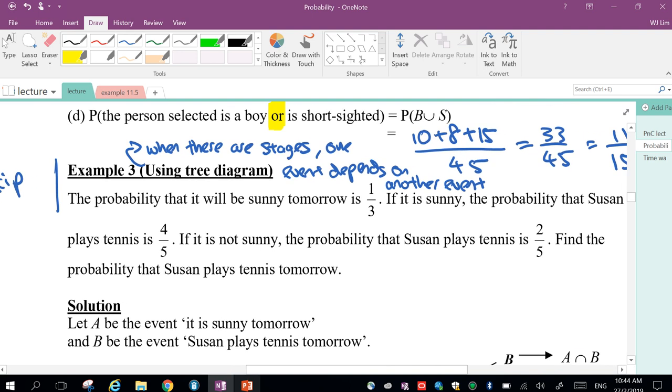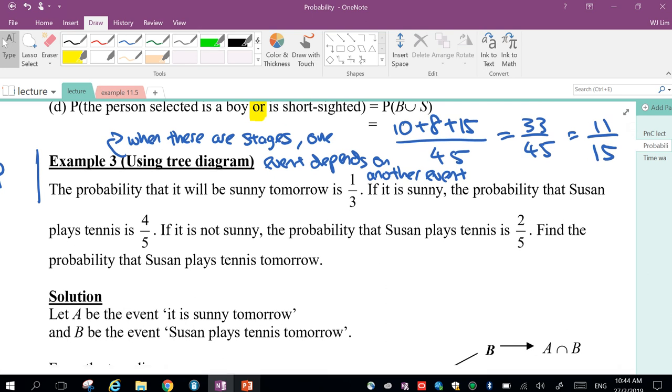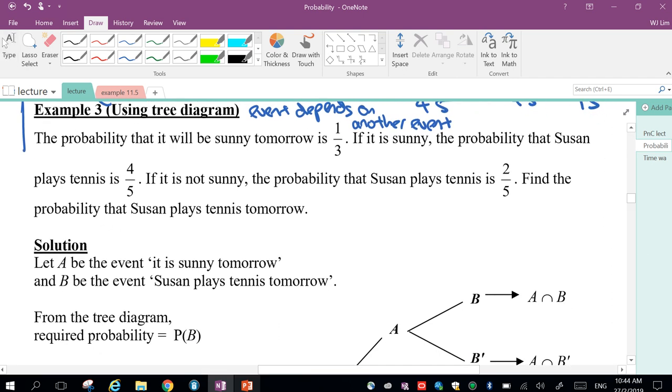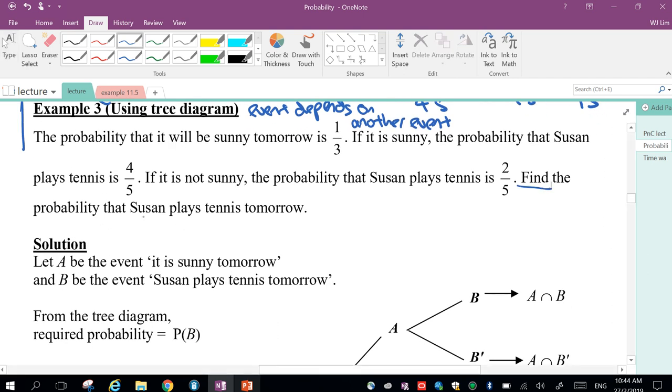Example: the probability that it will be sunny tomorrow is 1/3. If it is sunny, then Susan will play tennis. You see, whether Susan will play tennis depends on the weather, right? And if it's not sunny, the probability that Susan will play tennis is 2/5. So the probability changes. So this is when there are stages. They ask you to find the probability that Susan plays tennis tomorrow.